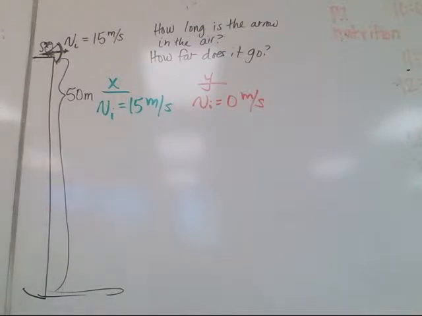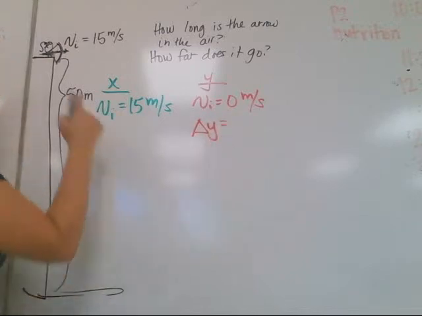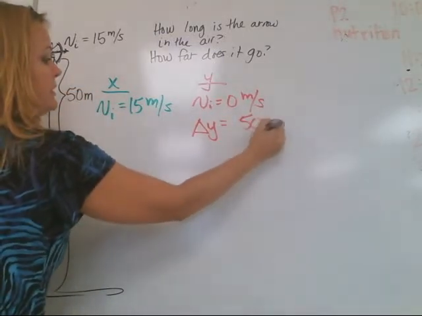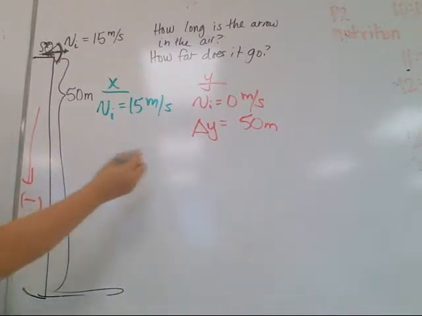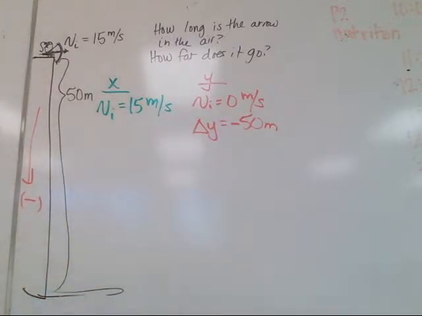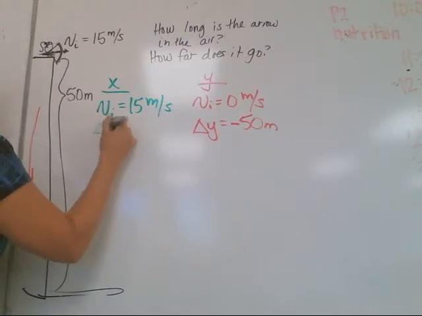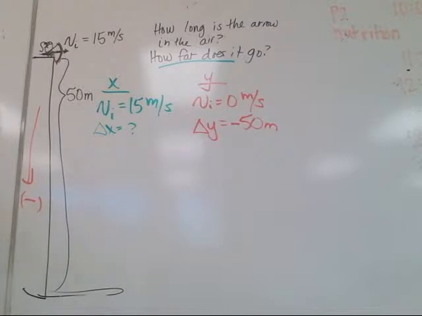What else do we know? Well, I don't quite know how far out my arrow goes yet, but I do know how far it will fall. So I can list my delta y as 50 meters. And I'm also going to call the down direction negative. So my delta y will actually be a negative 50. Okay? My delta x, I don't know. But it is something that I'm eventually asked to calculate.